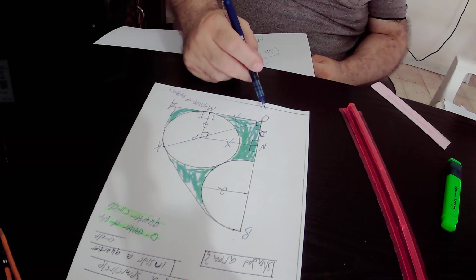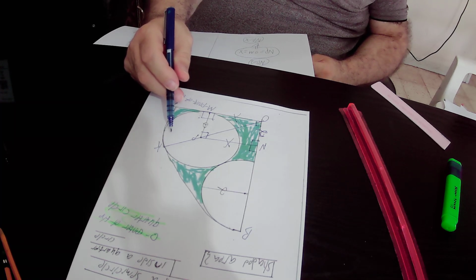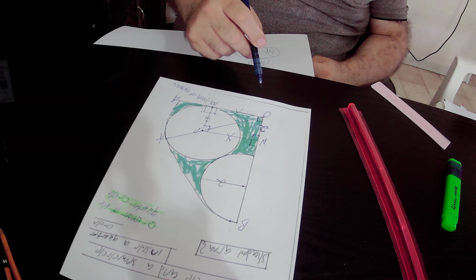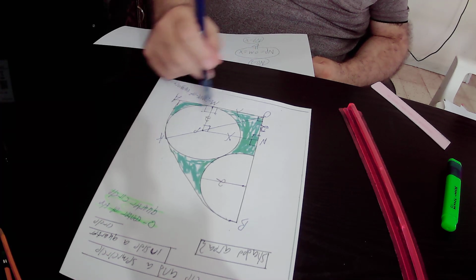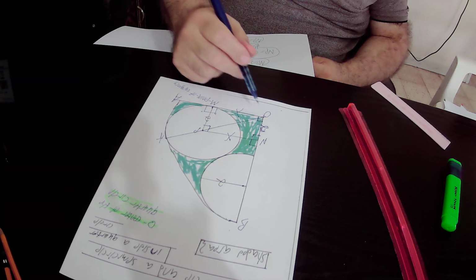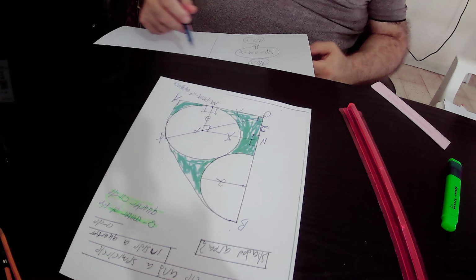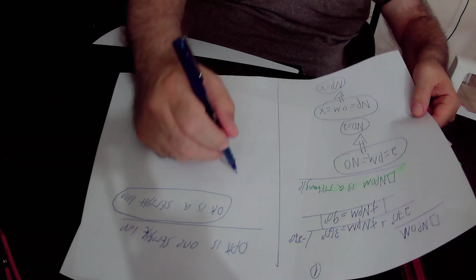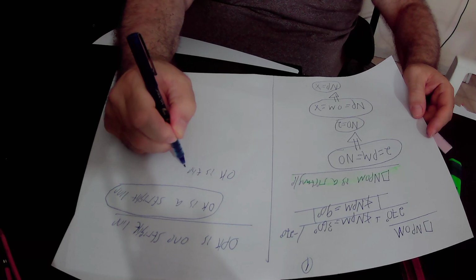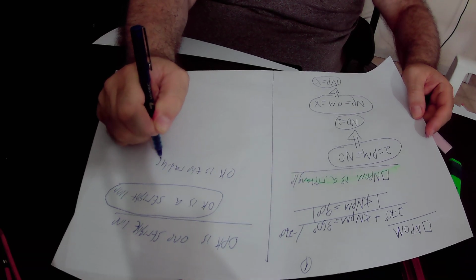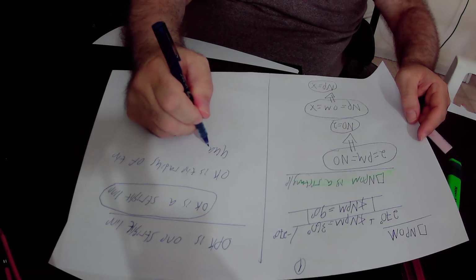So point O is the center of the quarter circle. Point K is the point of the quarter circle itself. That is to say, line segment OK is the radius of the quarter circle, because it starts from the center of the quarter circle and ends at point K, that is the point of the quarter circle itself. So OK is the radius of the quarter circle.